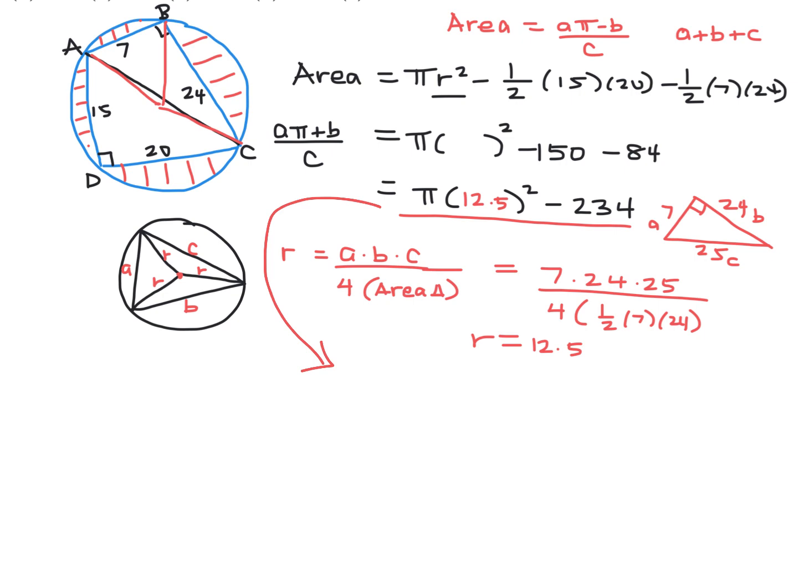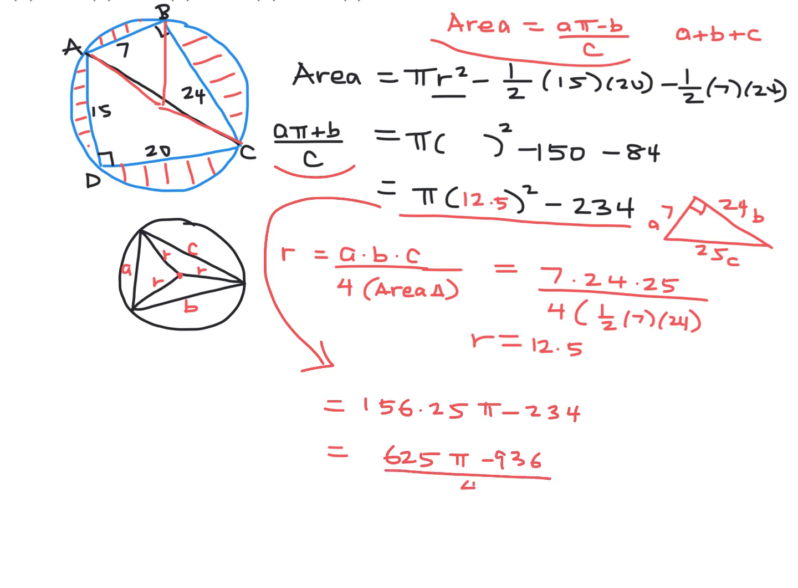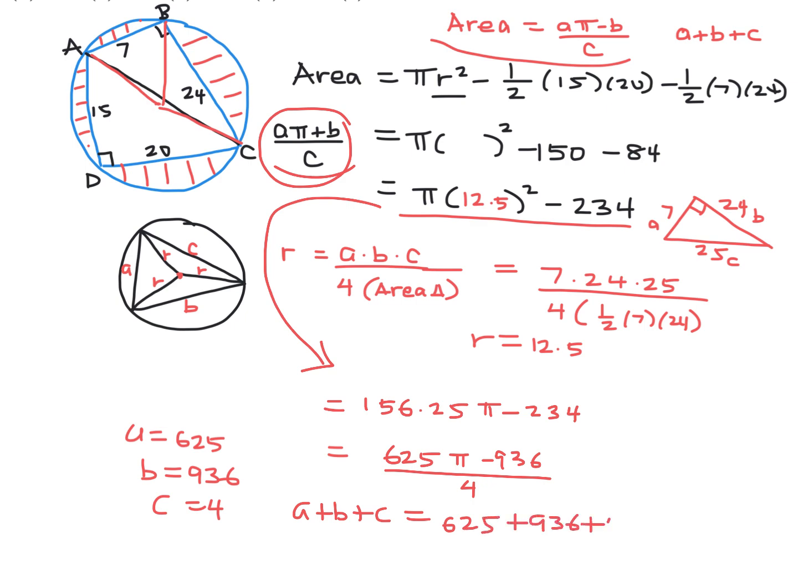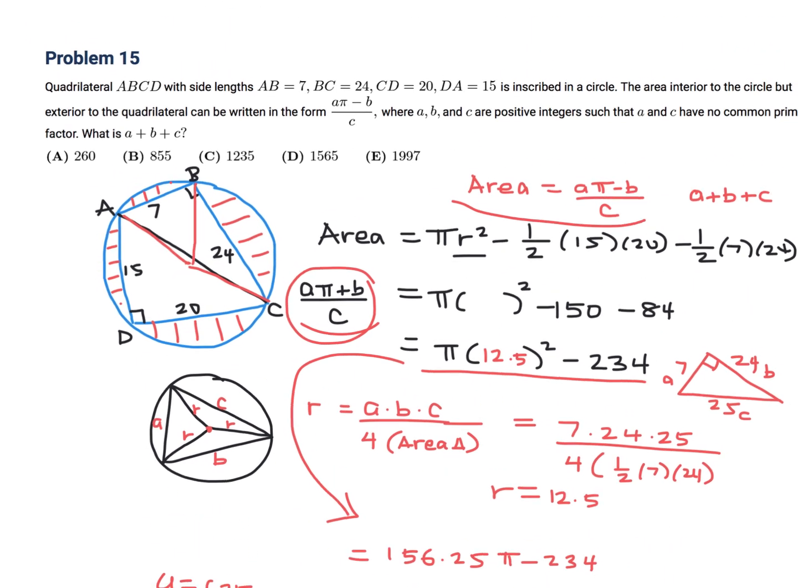So that's going to be 156.25 pi minus 234. And then we have to get it into this form, right? This form. So obviously it's a fraction, so multiply top and bottom by 4. So that's going to give me 625 pi minus 936 over 4. And I think that's how you get it into this form. So therefore A is 625, B is 936, and my C is 4. And therefore A plus B plus C would be 625 plus 936 plus 4, which is equal to 1565. And 1565 is choice D.